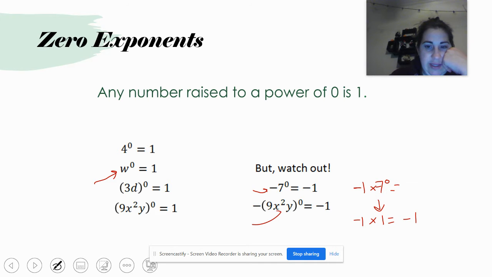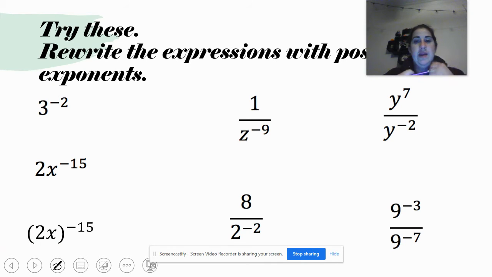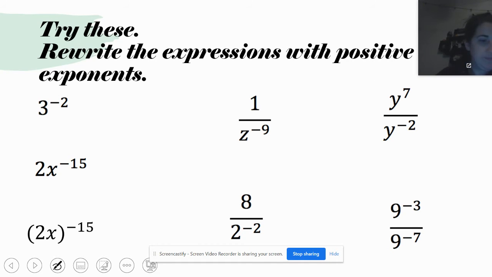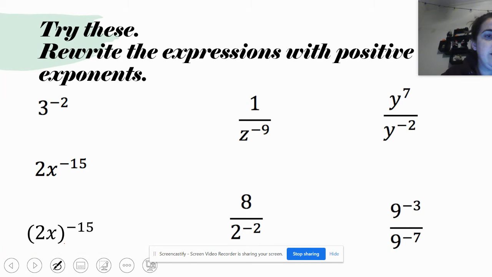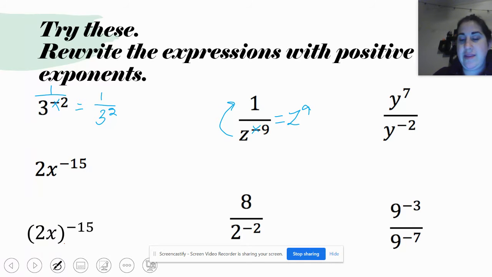Okay? Same deal here. Let's try to rewrite these expressions with positive exponents. Just like we did in the example previously, we're going to take away this negative and put it over 1. So we're going to rewrite this as 1 over 3 squared. What about this one? Well, it's on the bottom, so we want to move it up to the top and take away the negative. We're just going to do it as z to the 9th.